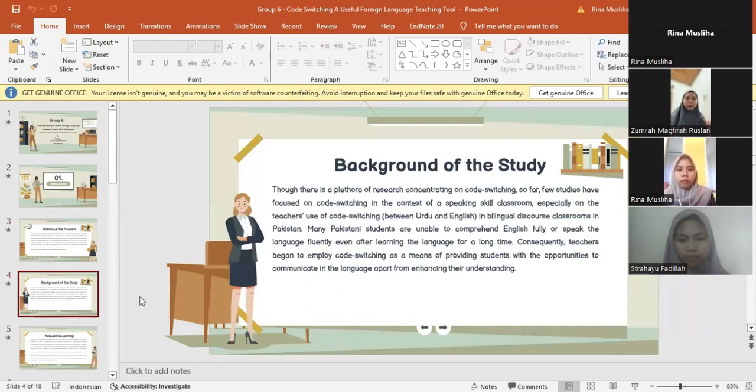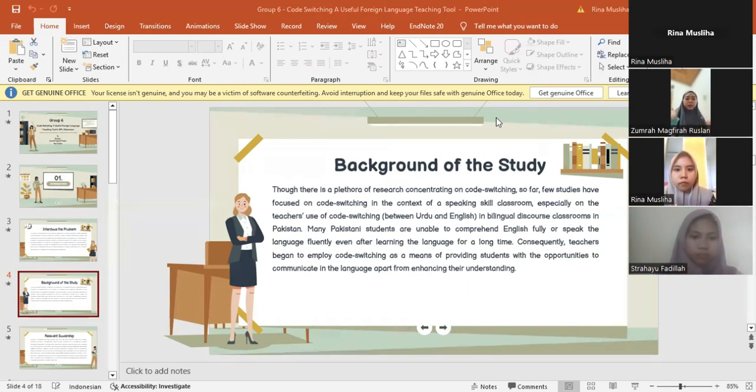So the next slide is about the background of the study. Though there is a plethora of research concentrating on code switching, so far only a few studies have focused on code switching in the context of a speaking skill classroom, especially on teachers' use of code switching, in this case between Urdu and English in bilingual discourse in classrooms in Pakistan.